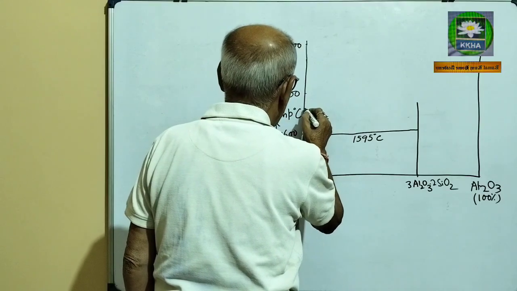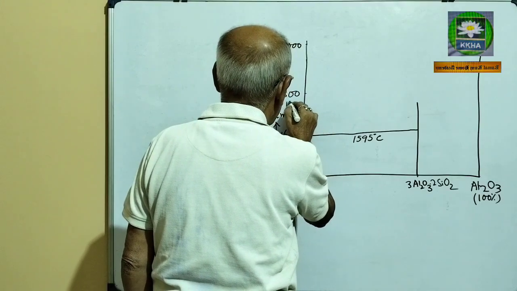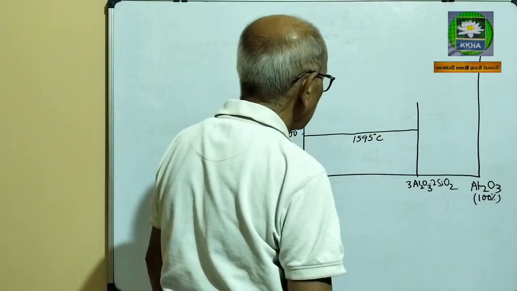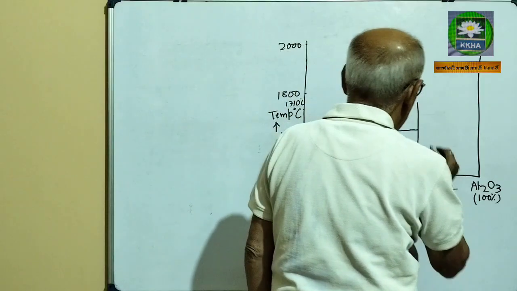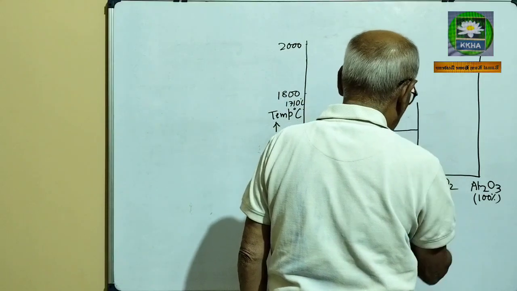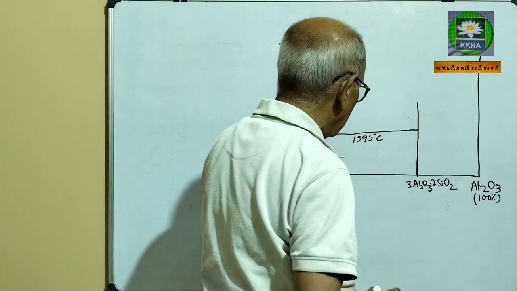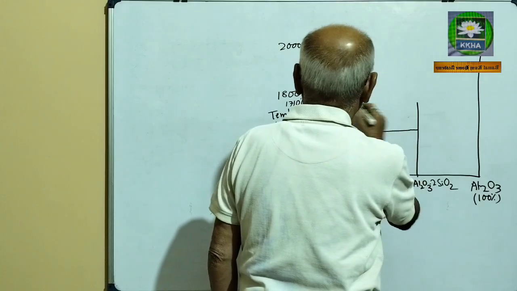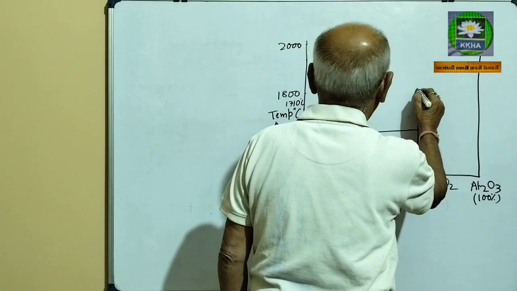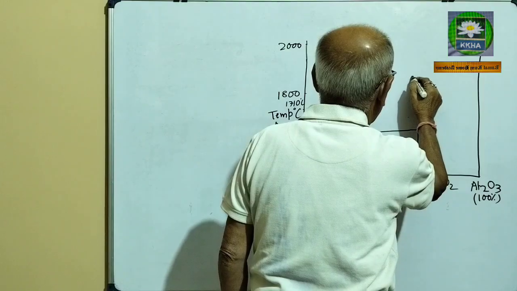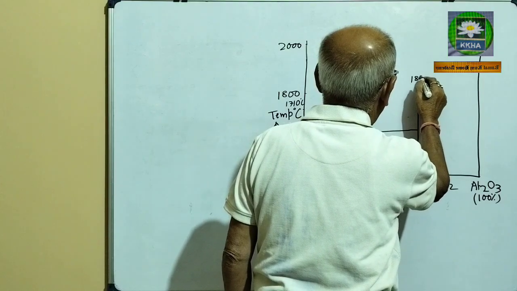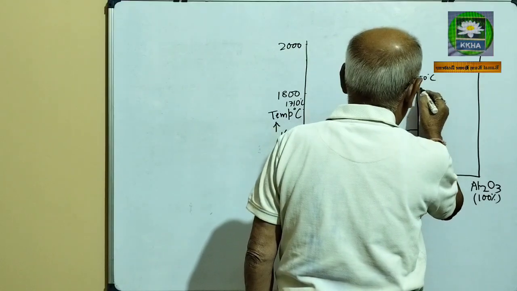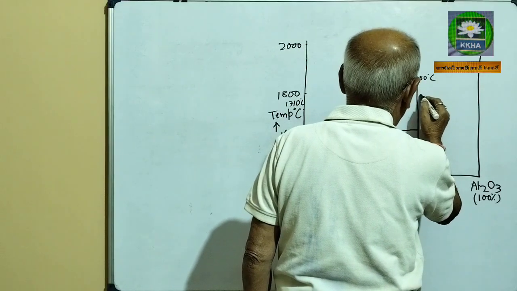Melting point of pure alumina is 1710 degrees Celsius. This is Mullite and Mullite solid solution. Mullite is a binary compound of silica and alumina. It melts congruently at 1850 degrees Celsius. And there is Mullite solid solution.